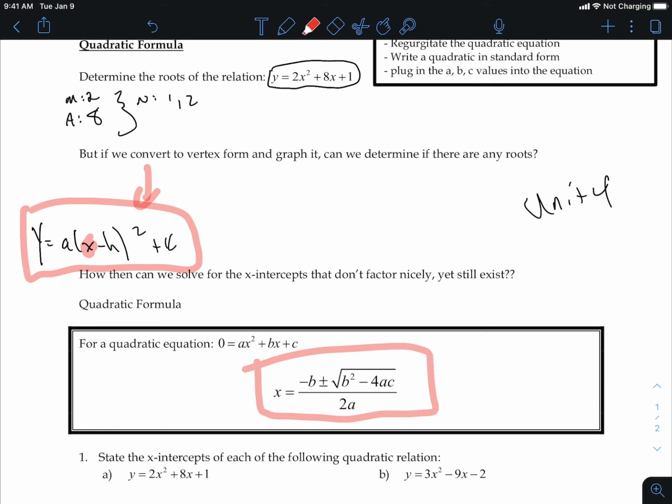X is equal to negative b plus or minus the square root of b squared minus 4ac, all divided by 2a. Pop goes the weasel.